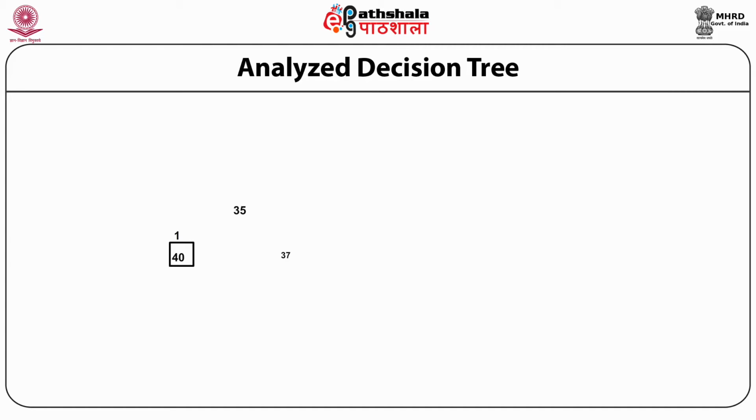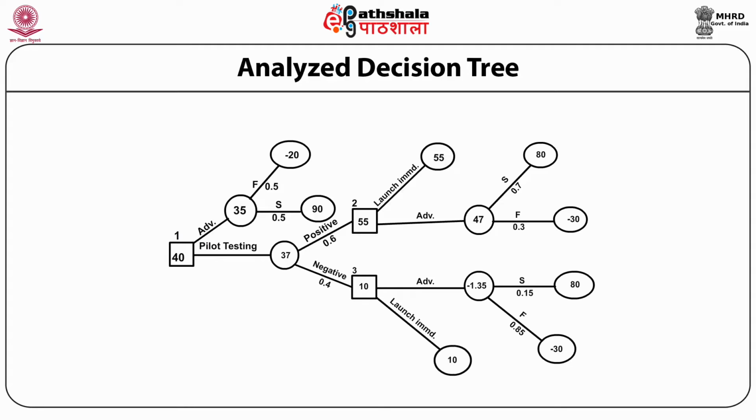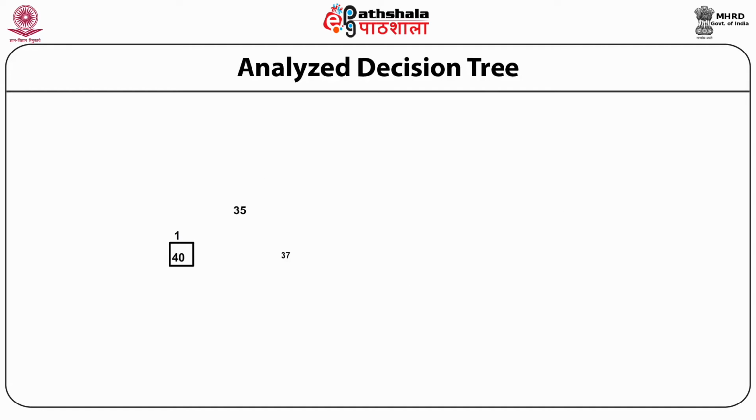So at node number 2 you can see 55 lakh is the maximum payoff, and that comes from the immediate launch of the product. At decision number 3, 10 lakh is the maximum payoff, that again comes from the immediate launch of the product. At decision node number 1, the maximum payoff is 40 lakh, that again comes from the immediate launch of the product. So we will definitely go with the immediate launch of the product.